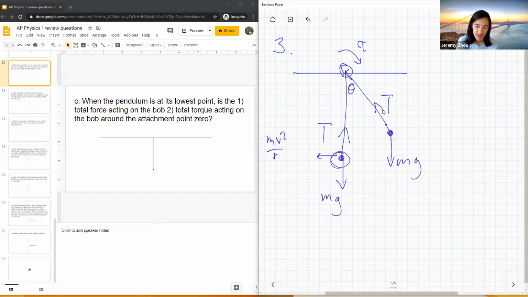The variables we have are m and l, and theta is 30 degrees. So at the highest point.